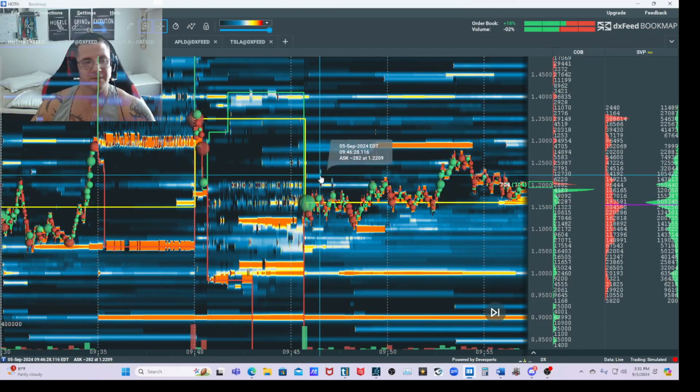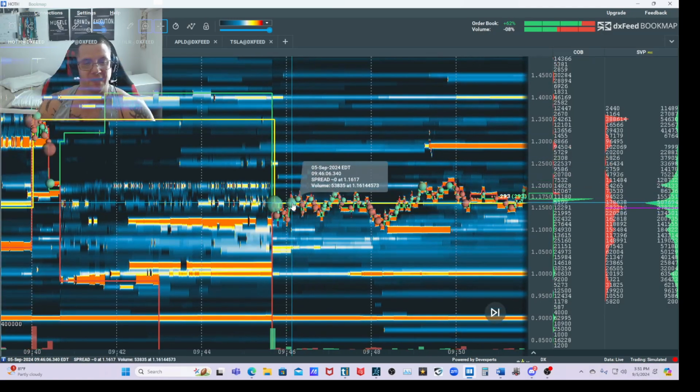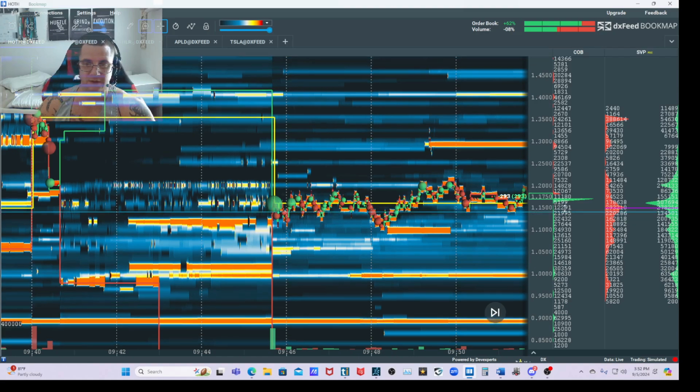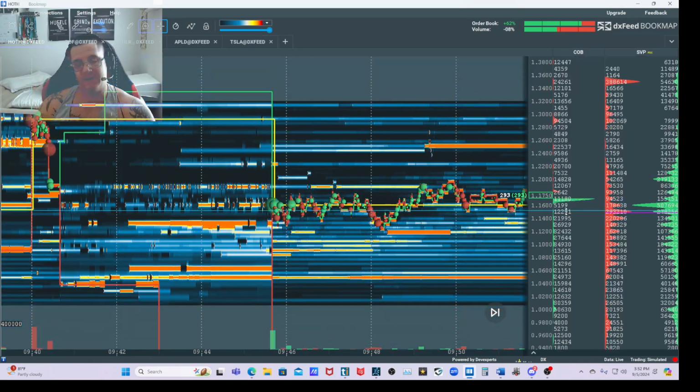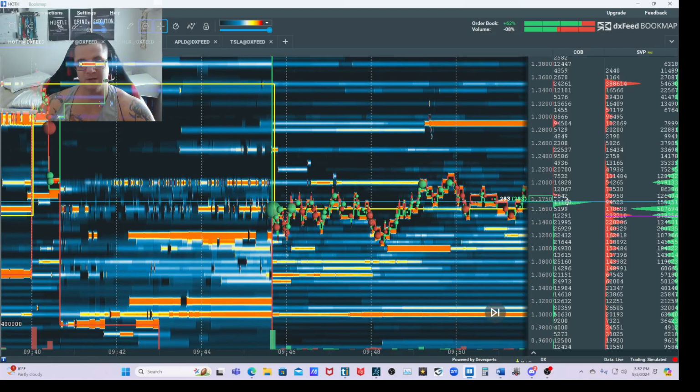Coming down from the unhalt, right? This unhalted. This became an obvious level. Super, super obvious on the book. I've been studying these unhalt levels and really trying to get good soak reads based off how the liquidity starts to trade.